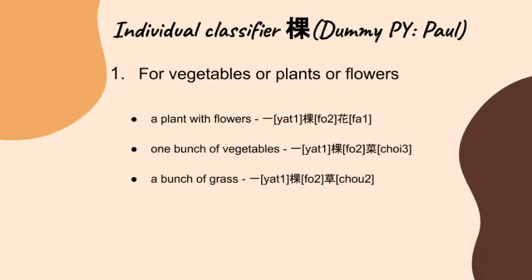For example, a plant with flowers, 一棵花. A bunch of vegetables, 一棵菜. A bunch of grass, 一棵草.